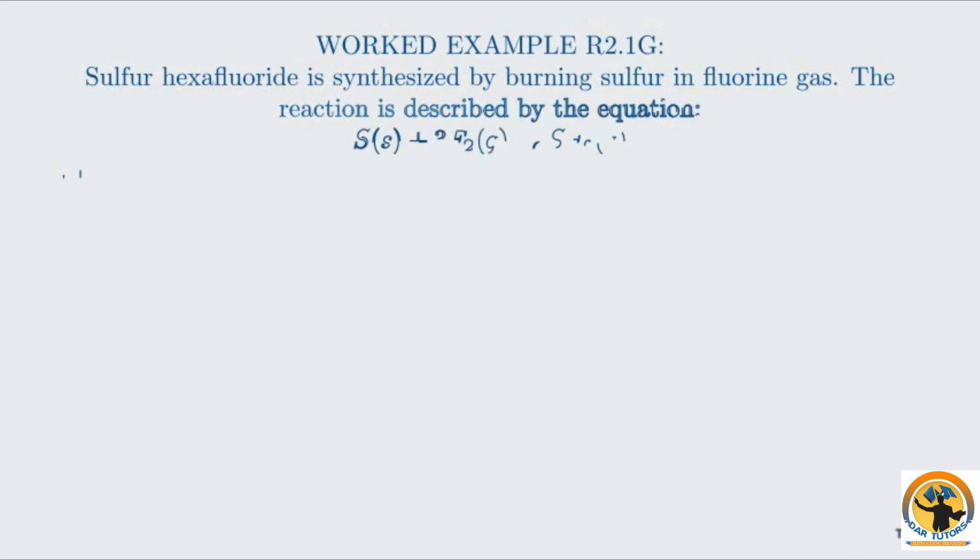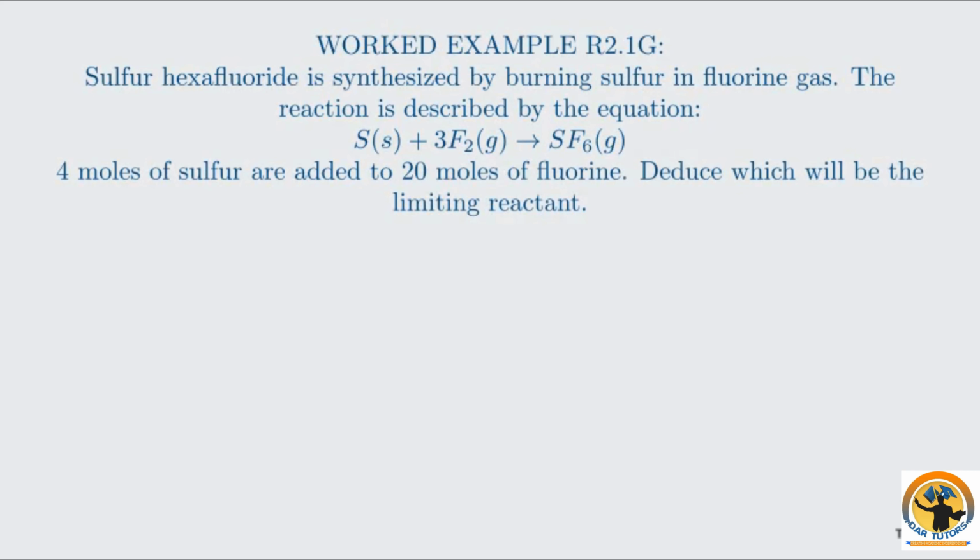Here is our first worked example. The question asks us to identify the limiting reactant when 4 moles of sulfur are mixed with 20 moles of fluorine. We are given the balanced chemical equation, which is our essential guide. First, we look at the balanced equation. We can see that 1 mole of sulfur reacts with 3 moles of fluorine.